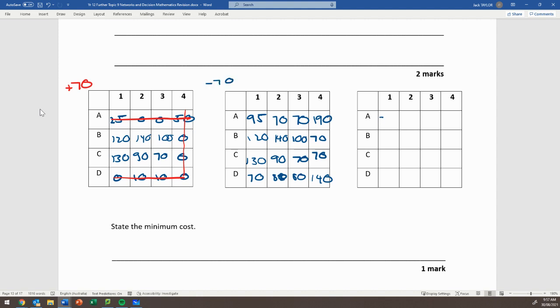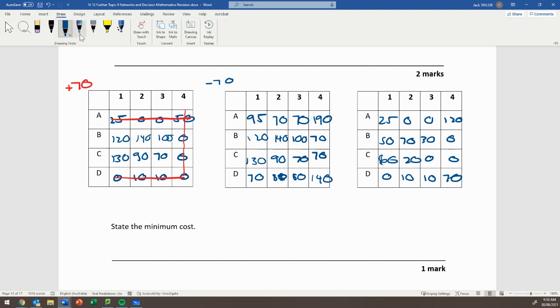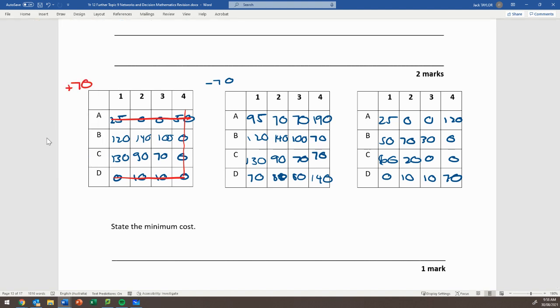So I'll do that over here, which leaves me with 25, 0, 0, 120, 50, 70, 30, 0, 0, 0, 20, 60, 0, 10, 10, 70. All right, can I cover it with minimum 4 lines? Yes. Excellent. That's what we want.